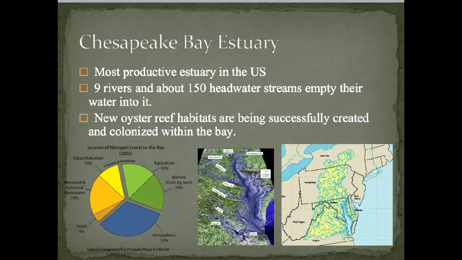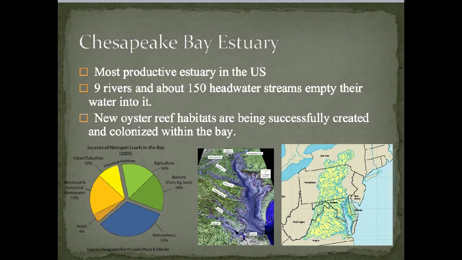The Chesapeake Bay estuary, you can see here I've got the United States, we're looking at Pennsylvania, New York, West Virginia. The mouth is here in Maryland and Virginia. And this is the most productive estuary in the United States. 9 rivers and about 150 headwater streams empty into this estuary. New oyster reefs and habitats are being successfully created and colonized within the bay.